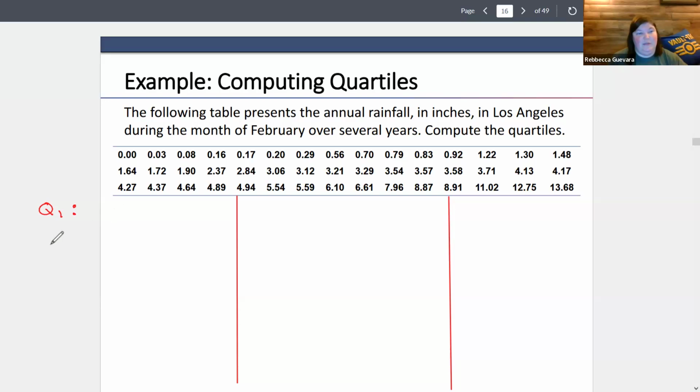What I'm going to do is figure out the location of this number by taking 0.25 times n. So we need to first figure out what n is. If we count this, we have 1, 2, 3, 4, 5, 6, 7, 8, 9, 10, 11, 12, 13, 14, 15 data. So that means this is 30, 45. I have 45 points in my data set. So my n is 45. So if I want to find my first quartile, I'm going to take 0.25 and multiply it by that 45.